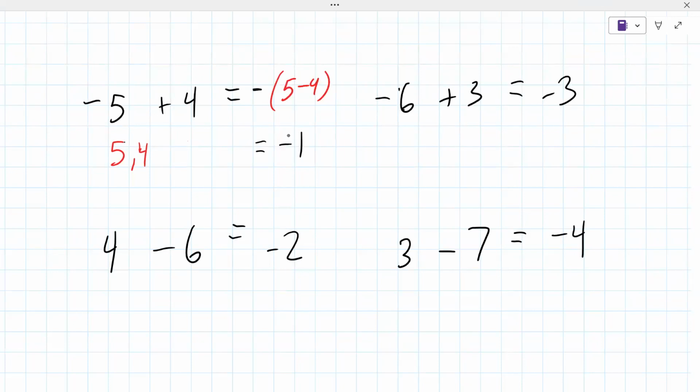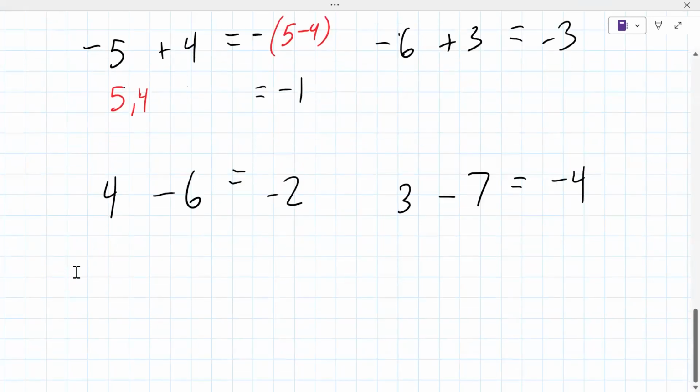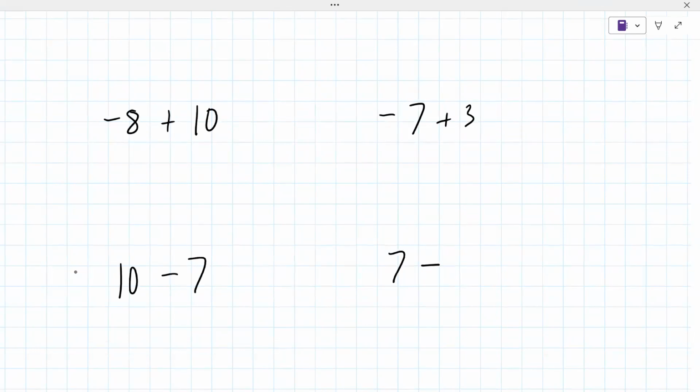All right, so I know we'll just chalk that up to maybe just who knows what. So let's do a couple more problems here. Negative 8 plus 10. 10 minus 7, negative 7 plus 3, 7 minus 11. All right, go ahead and try these for me, please.